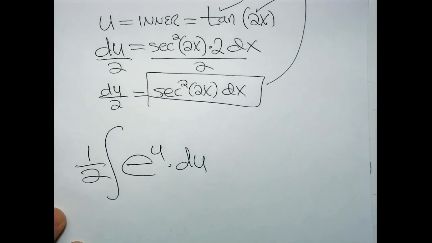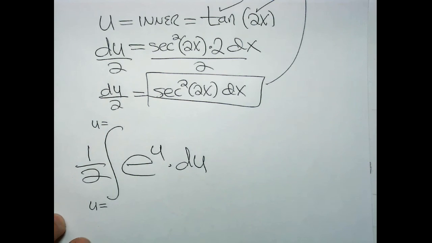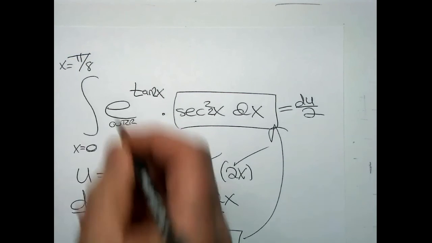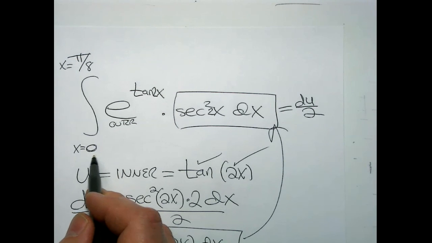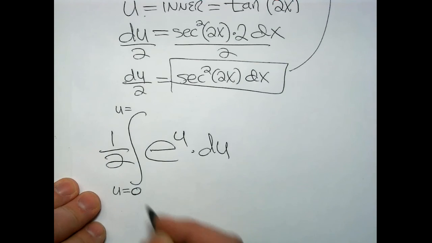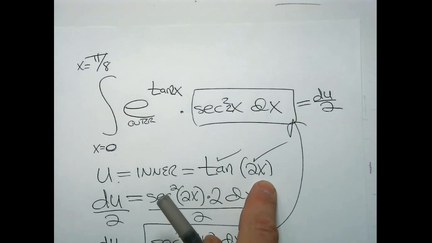Now, you want to save some time, you want to make this easy. We're transforming into the world of u. So why don't you change your limits of integration into the world of u? Because after all, we're trapped in the world of x over here. So when x equals 0, what's u? Equals tan of 2 times 0. Tan of 0 is 0. That didn't change anything. When x is pi over 8, what's u?